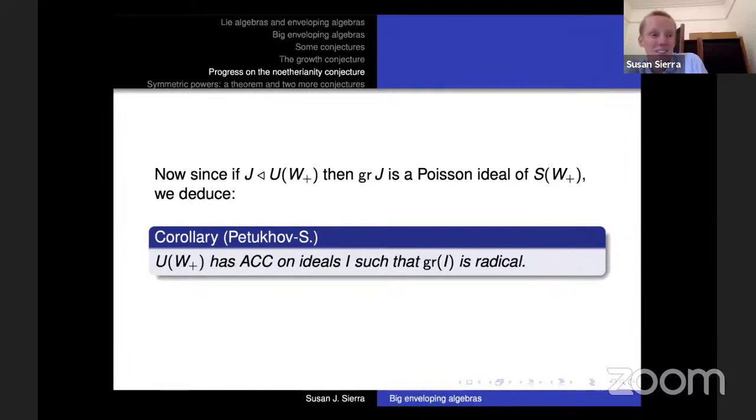The Noetherianity conjecture was that U of W plus has ACC on all ideals I, full stop. And unfortunately, we don't know for which ideals in U of W plus is Gur of I radical. So this corollary is not as much help with the Noetherianity conjecture as we would like it to be.